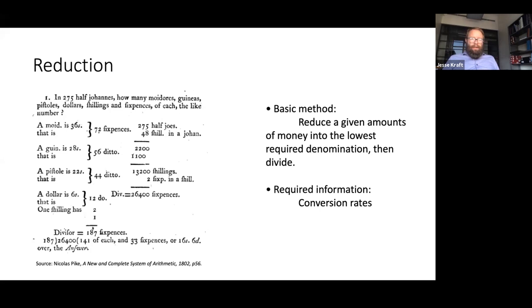your divisor. So a moidore is worth 36 shillings, a guinea is 28 shillings, a pistole 22 shillings, a dollar 6 shillings. And then you would find how many sixpence, so essentially multiply that by 2 and add that up to get 187 sixpence. And then you would need to know how many shillings are in a half joe, and then multiply that by 275 and then divide it by the 187. And then you would find that there were 141 of each of these coins that would equal 275 half joes, and you would have 16 shillings, sixpence left over. Kind of complicated, but again, this was something that was needed on a day-to-day basis in colonial America.